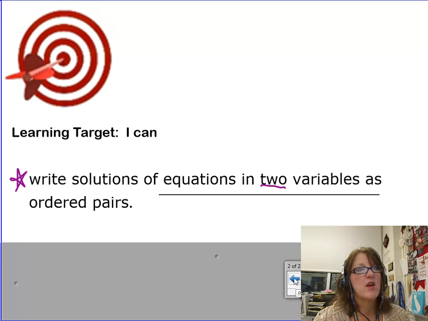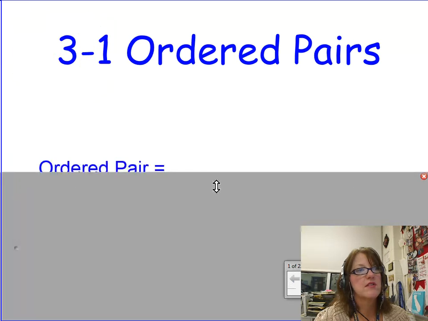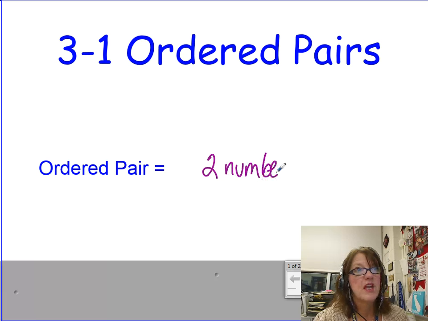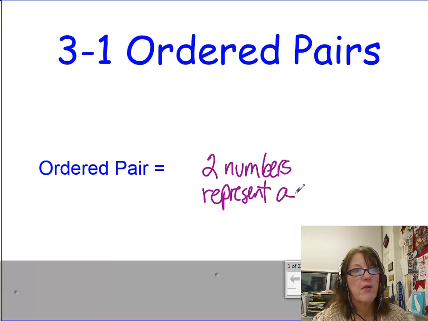Okay. So I guess the first thing we need to get through is a vocabulary term for what it means to have an ordered pair. Well, if you break apart what the words mean, the pair part means you have 2 numbers. And then the order has to do with that they represent a point or a certain location on the coordinate system.